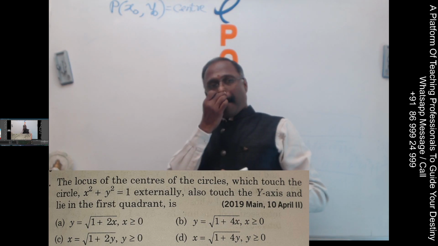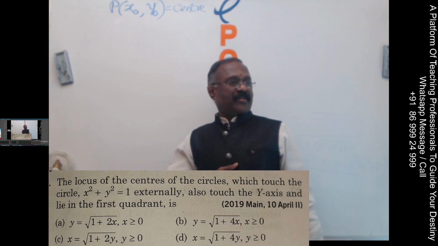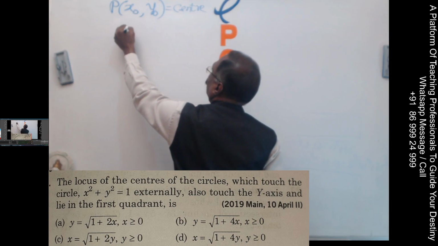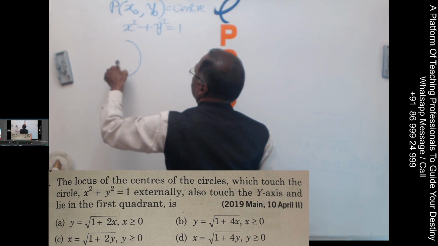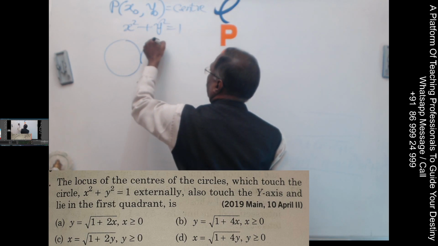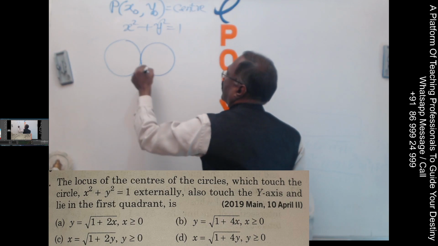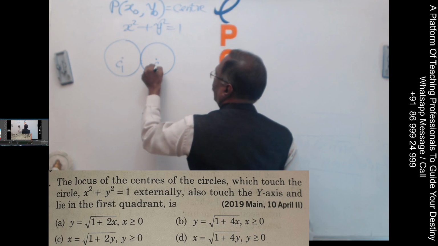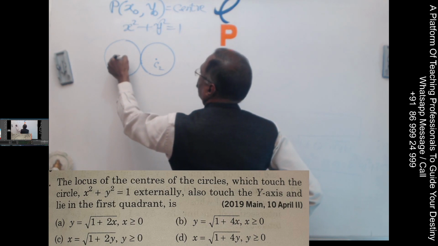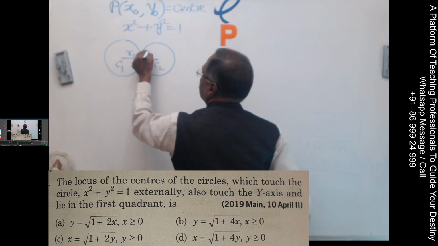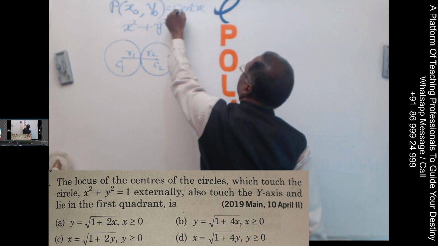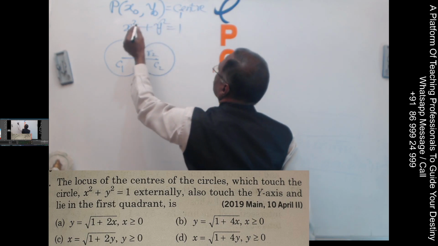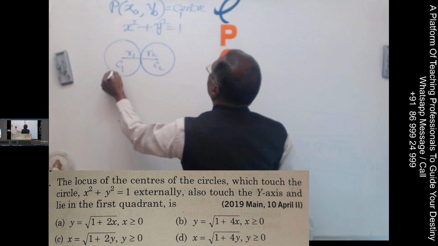Now, which touches the circle x² + y² = 1 externally? This is the circle given. Another circle is touching this. When it is touching externally, you know C1C2 = R1 + R2. What is C1 here? Let me say this is C1. What is C2? It is (0, 0). I'm writing it here.